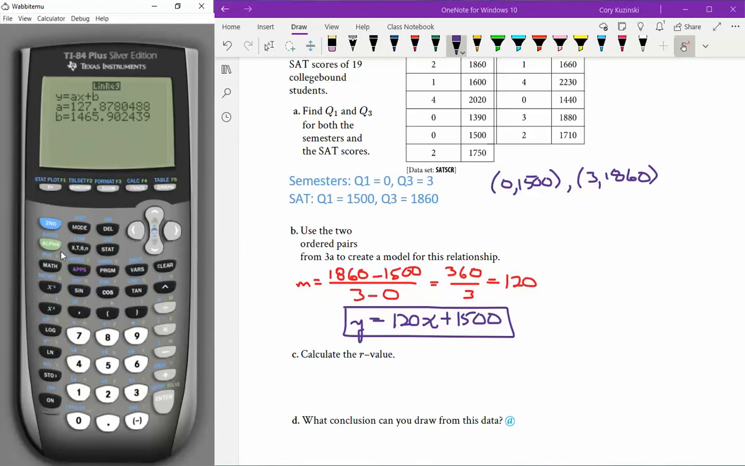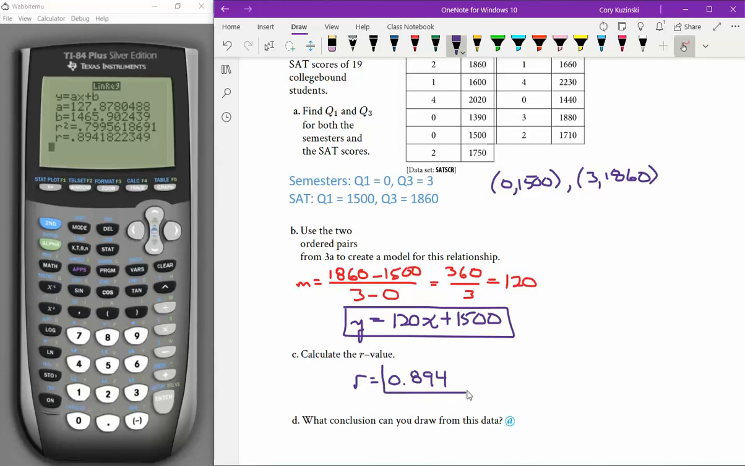Why? Because I did not turn diagnostics on. I'm going to hit second 0 for catalog, scroll all the way down to the D's, and look for diagnostics on. There you go. Enter, turn that on. Now let's run linear regression, and it's going to give me my R value. There it is, 0.894. So R equals 0.894. So there is a relationship there.